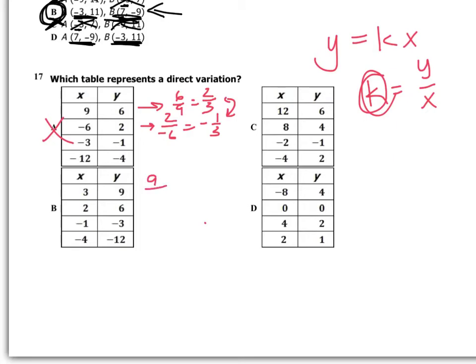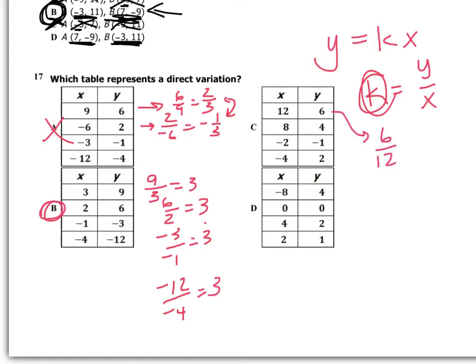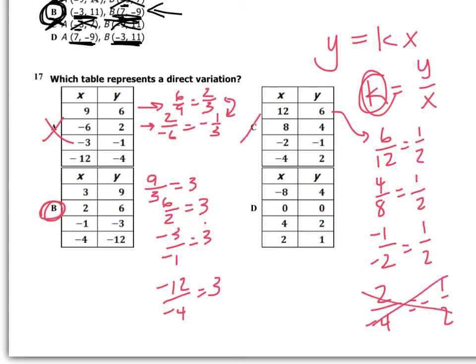Coming over here, y over x is 3. Y over x is 3. Y over x is 3. And y over x also 3. So I think it's B, but we'll check the other ones just to be sure. 6 over 12, 1/2. 4 over 8, 1/2. Negative 1 over negative 2, 1/2. Uh-oh. 2 over negative 4, negative 1/2. And that's the one that ruins it. C is not a direct variation. 4 over negative 8 is negative 1/2.